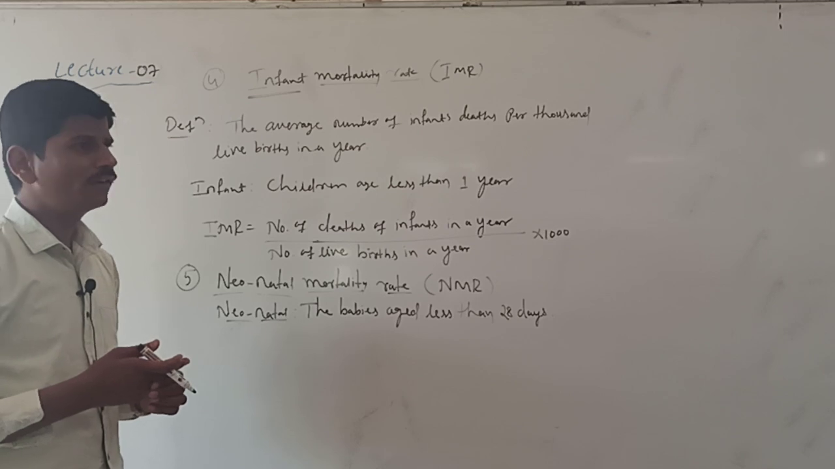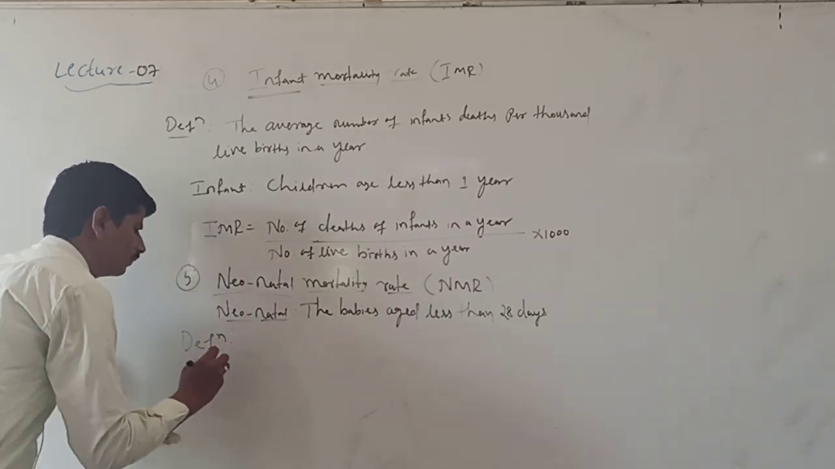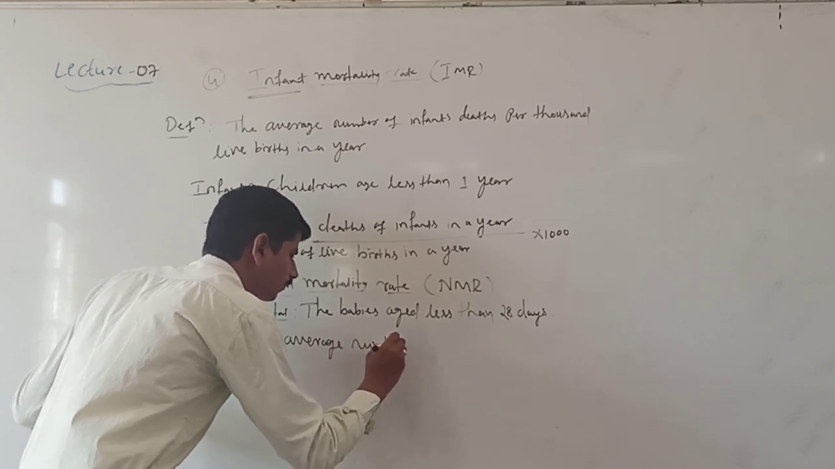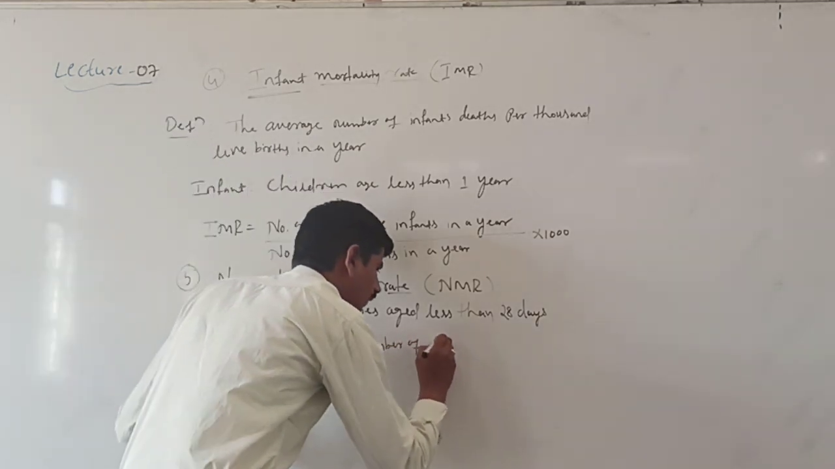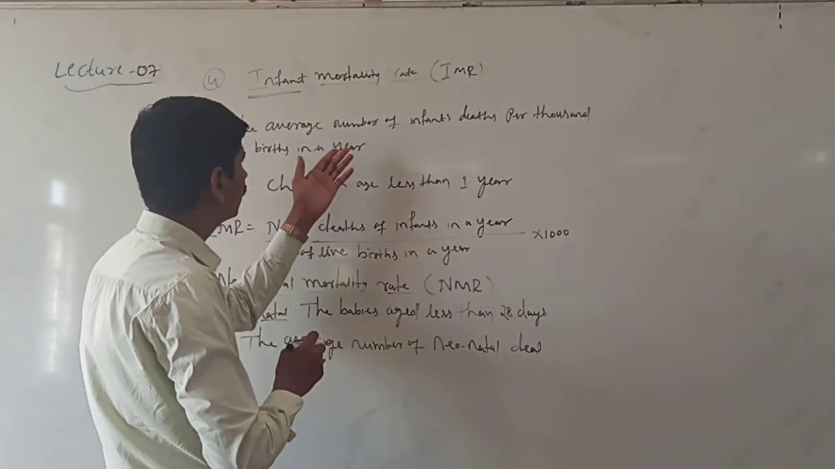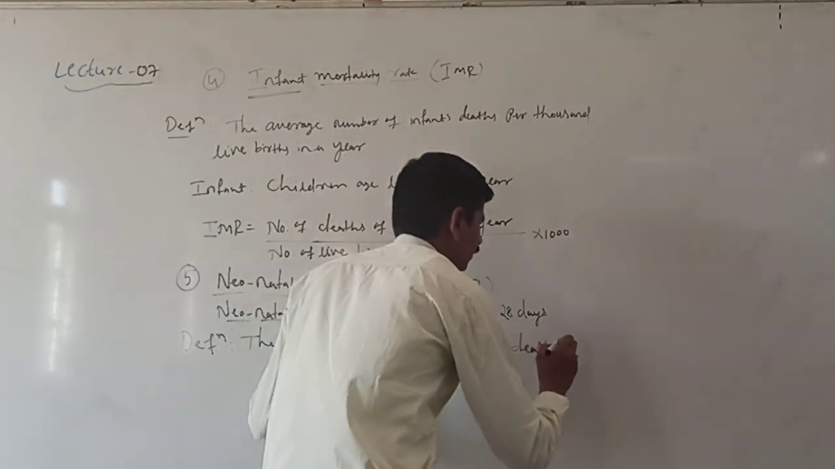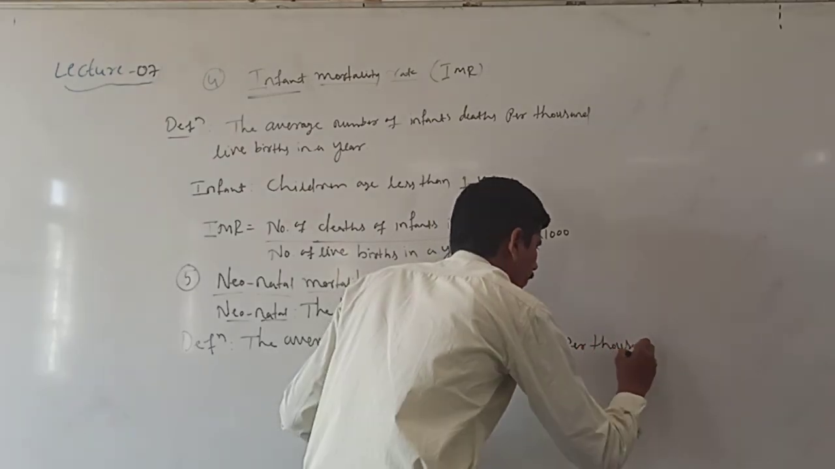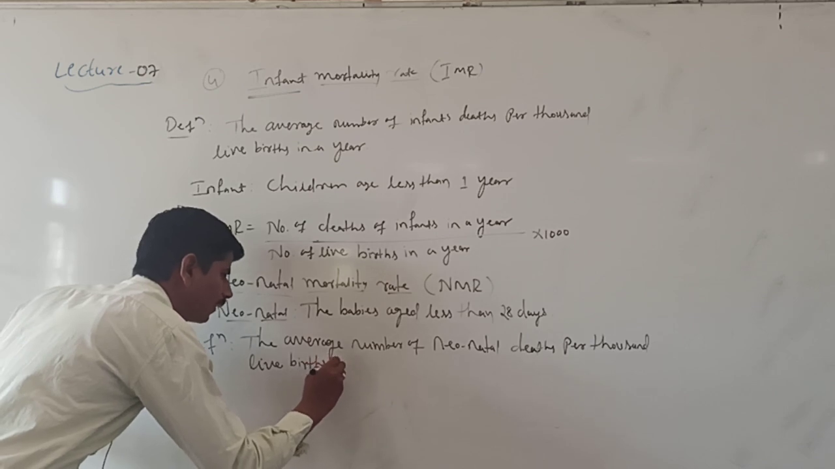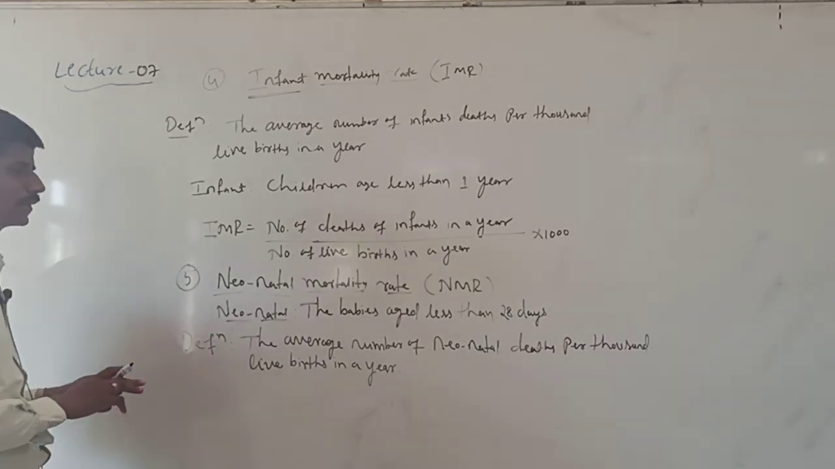Okay, then what is the neonatal mortality rate? NMR. Here definition: the average number of neonatal deaths per thousand live births in a year is called as a neonatal mortality rate. The average number of neonatal deaths per 1000 live births in a year.